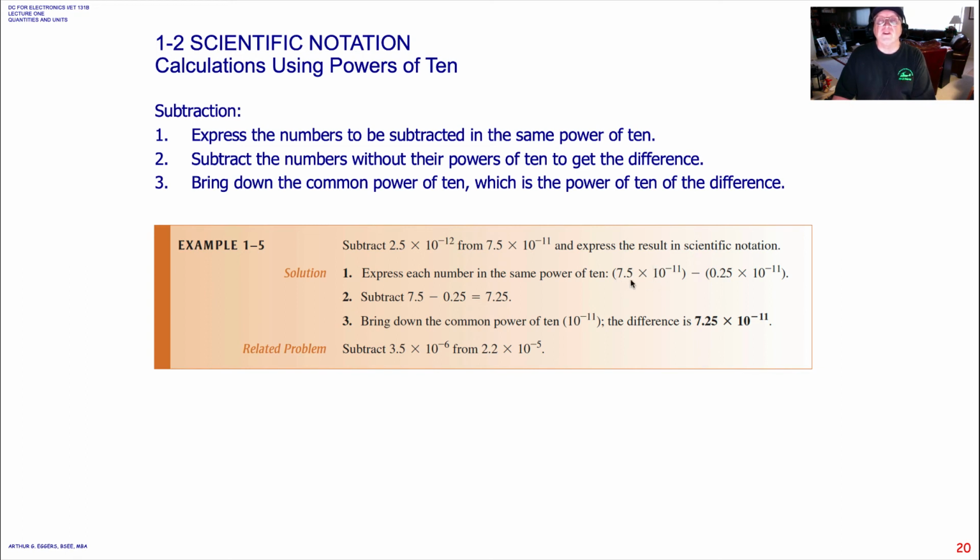Okay, so we have 7.5 times 10 to the minus 11th. That term remained. We're going to move the decimal place on the first term to make it 0.25 times 10 to the minus 11th. Now we can subtract 0.25 from 7.5, and we get 7.25. Again, that becomes a product times 10 to the minus 11th. And in this case, since it's already set up between 1 and 10, we don't have to do anything with it. We have 7.25 times 10 to the minus 11th. Again, your text gives you a related problem for you to work out.